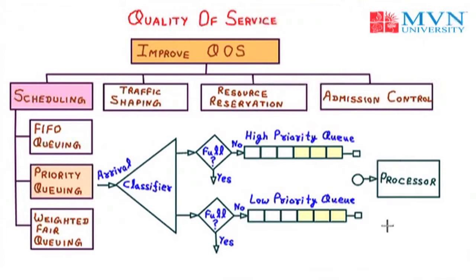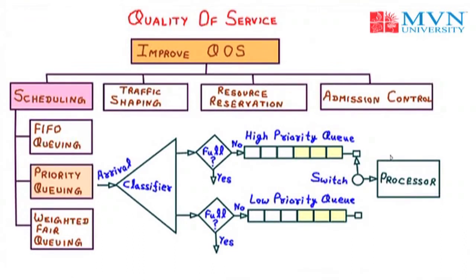Now let us suppose we are having a packet. The packet will arrive at the classifier. The classifier detects that the packet is of high priority. It will check whether the queue is full or not. If the queue is not full, it will send the packet to the high priority queue. And after the high priority queue, the processor will come to know the packet is coming from the high priority. Then the processor will indicate the high priority and the switch will take the packet from the high priority queue.